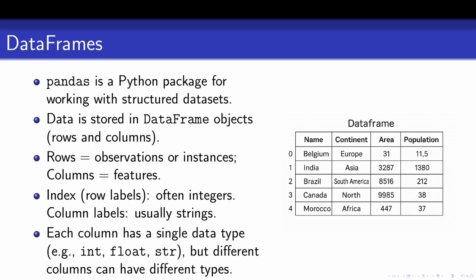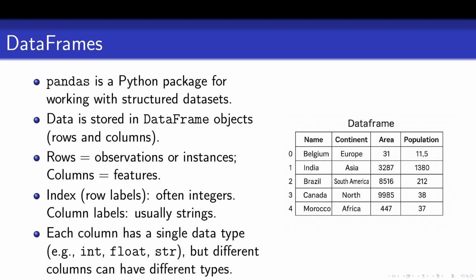Moving on to pandas, this library provides high-level data structures designed for handling labeled, structured datasets. The core structure in pandas is the data frame, which organizes data in a tabular format with rows and columns, similar to a spreadsheet or SQL table. In this context, rows represent observations or instances, while columns represent features or variables. Each row has an index, usually integers but customizable, and each column has a label, typically strings.